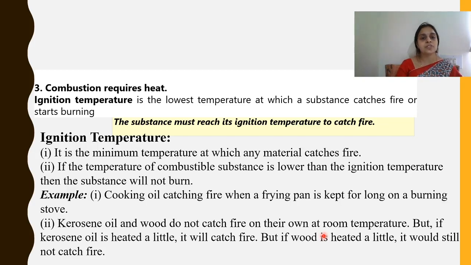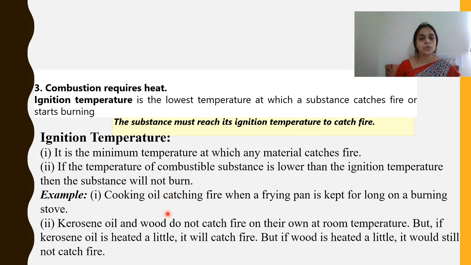The third important condition is that it requires heat. So we have to know what ignition temperature is. It's the lowest temperature at which a substance catches fire or starts burning. The substance must reach its ignition temperature to catch fire. For every substance there is a particular ignition temperature. So it's the minimum temperature at which the material catches fire. If the temperature of the combustible substance is lower than its ignition temperature, then the substance will not burn.